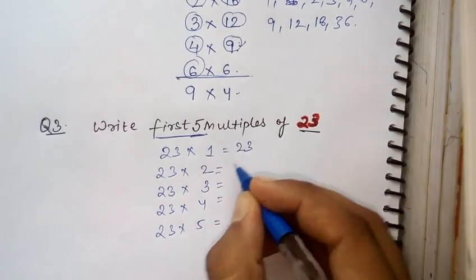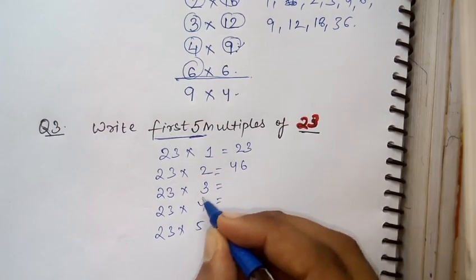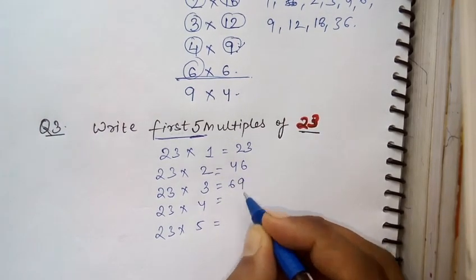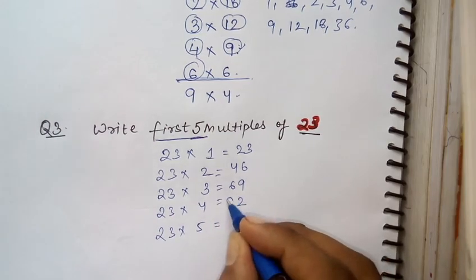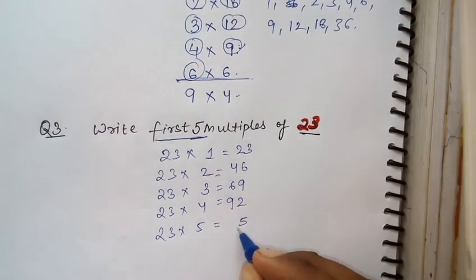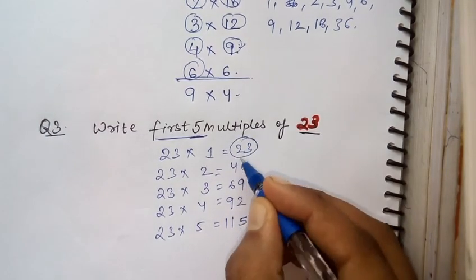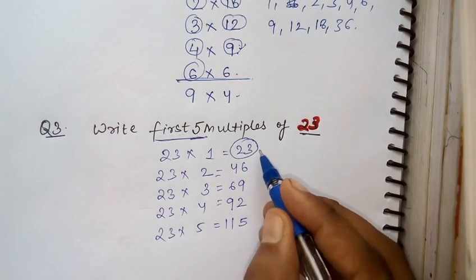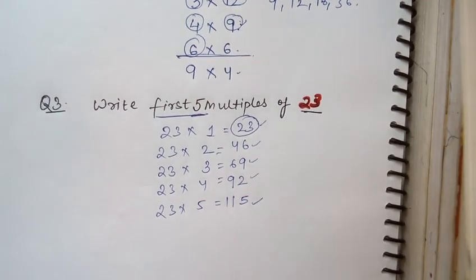So 23 into 2 will be 46, 23 into 3 will be 69, and then 92, 115. So the first 5 multiples of 23 are 23, 46, 69, 92 and 115.